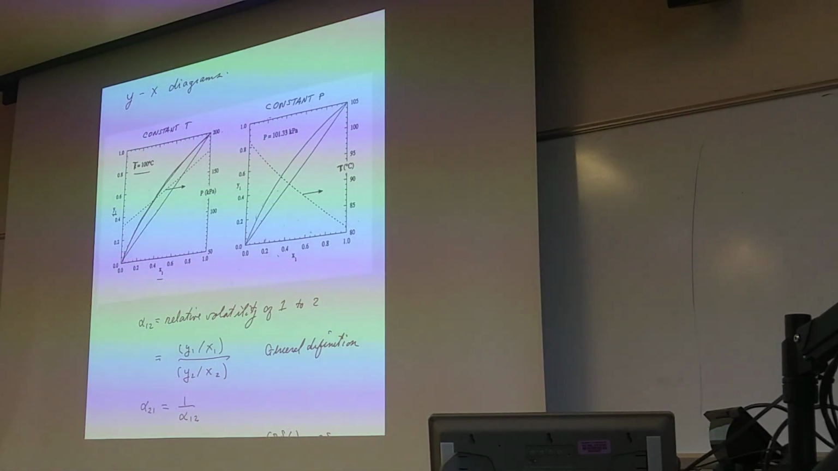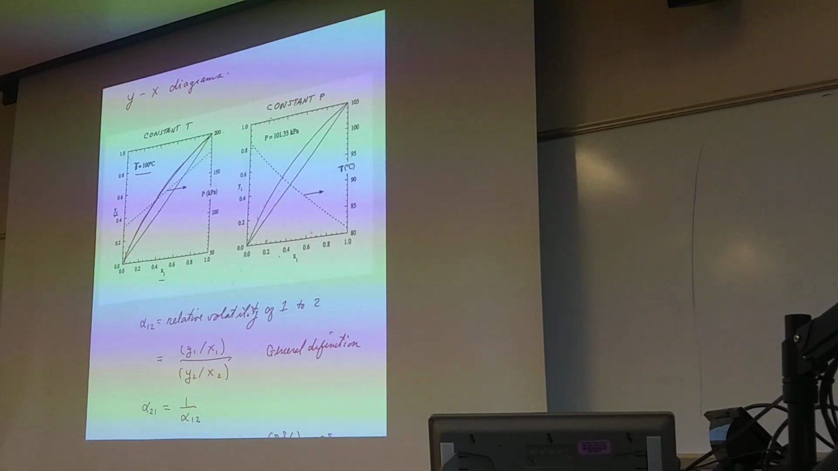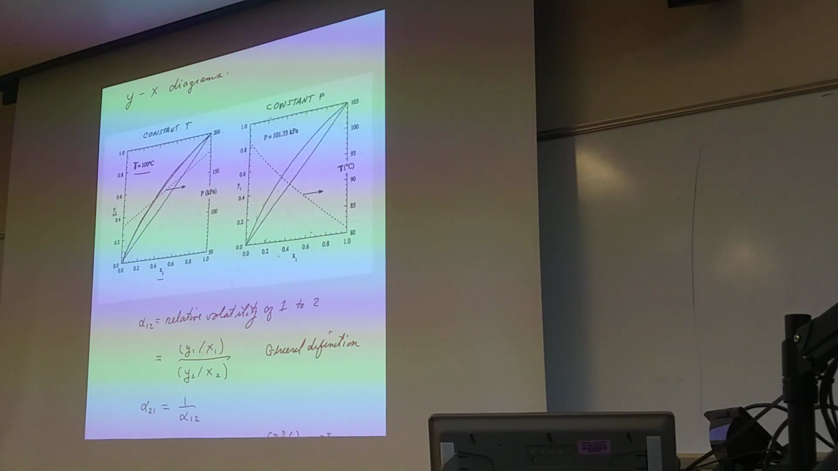What we can notice right away here is that component 1, this would be the acetonitrile in this case, is more volatile than component 2, which is our nitromethane. So that is expressed quantitatively in terms of this relative volatility. Now I'm going to give you the general definition of relative volatility.